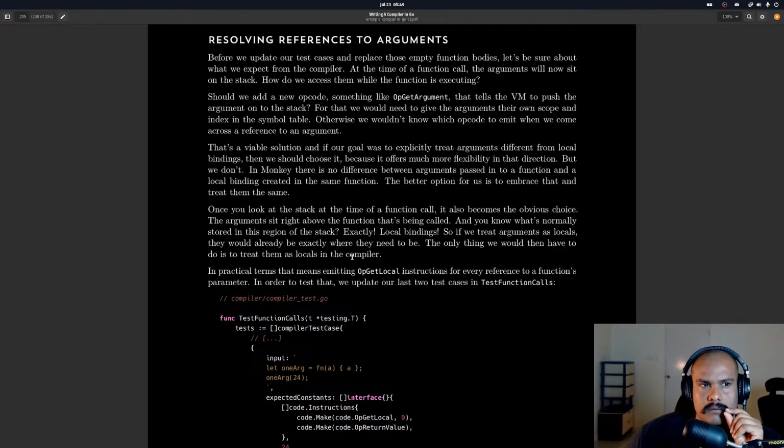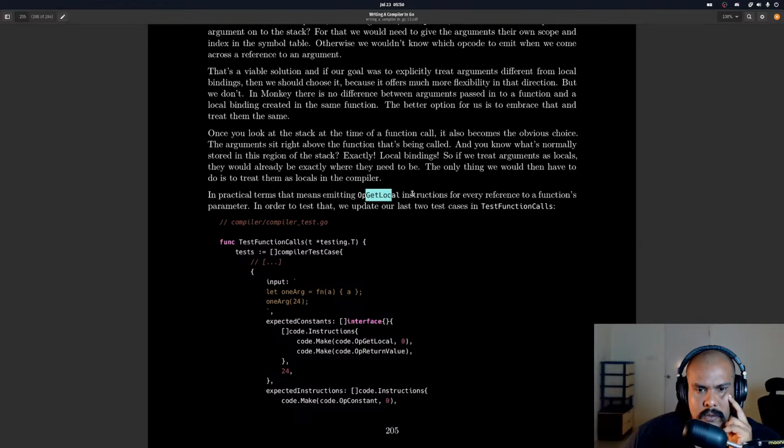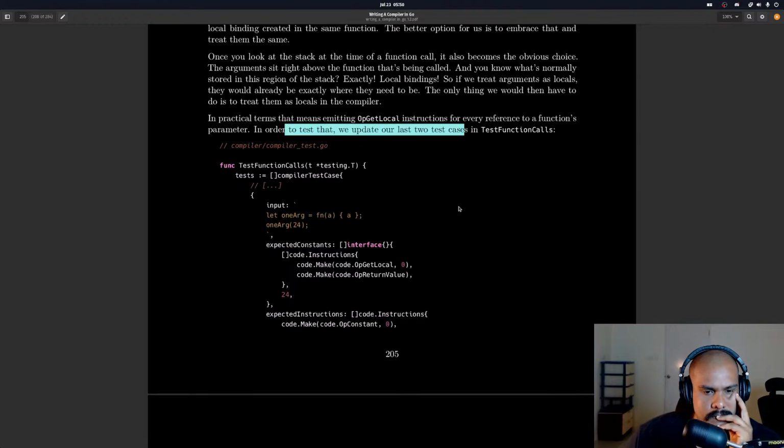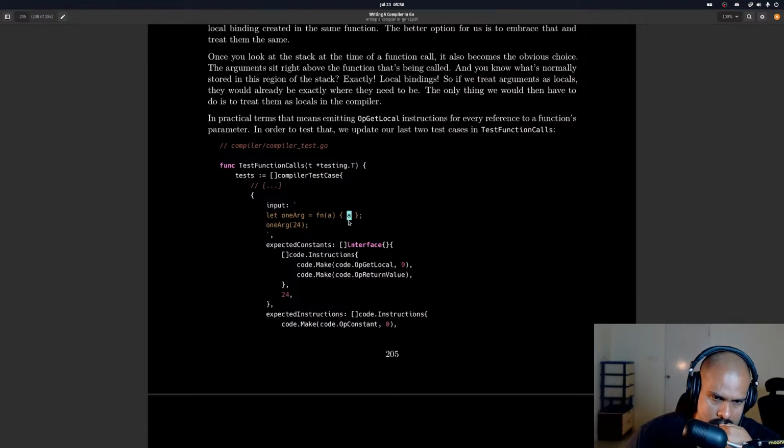I mean, they could. Did they come before? I mean, I guess so. It would depend on what the compiler decides. Get local instructions for every reference to a function's parameter. Now we've got A, so we need an offset. No, we don't need to set A. If you don't set it, how do you have the definition?